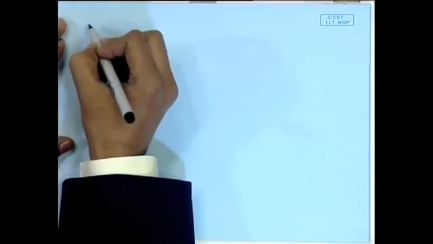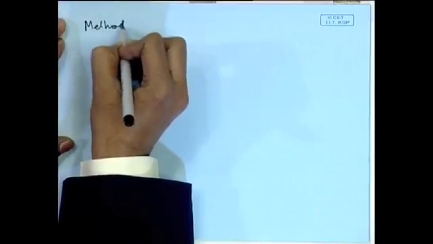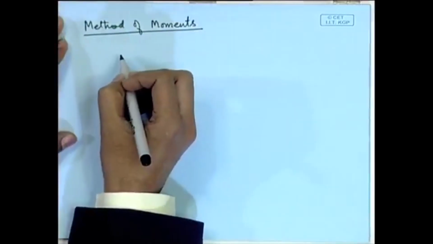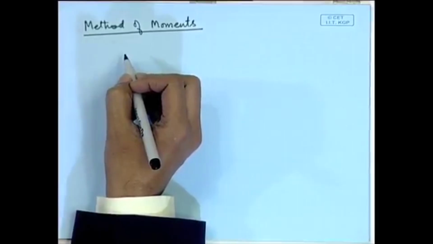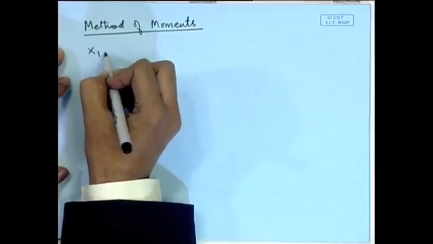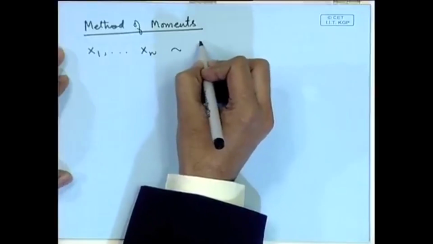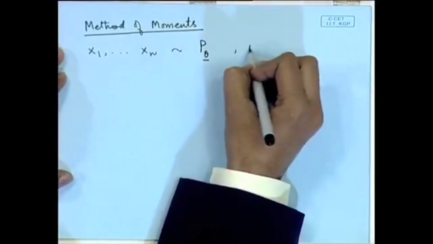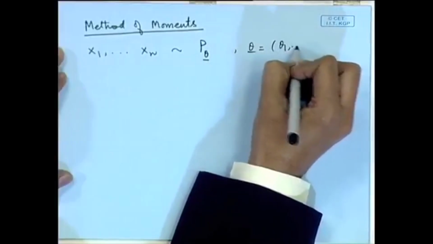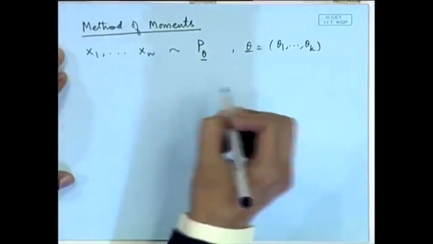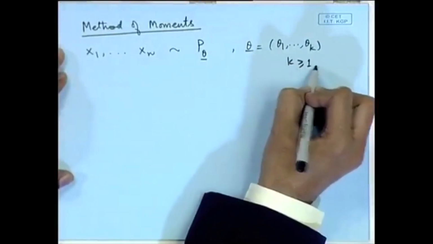Next, we consider the method of moments. This is attributed to Karl Pearson. The model is as follows. If we have a random sample, say x_1, x_2, ..., x_n from a population with parameter theta. So, theta may in general be 1 dimensional, 2 dimensional or k dimensional. So, here k is greater than or equal to 1.